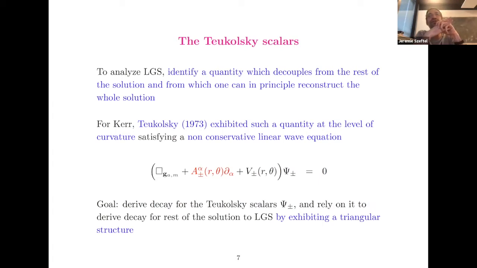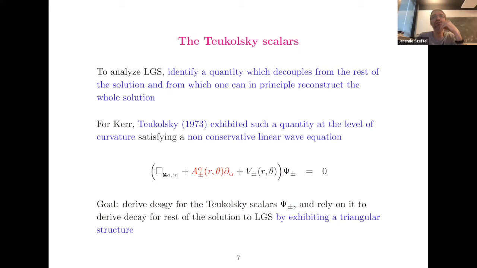In fact, Teukolsky exhibited such a quantity at the level of the curvature tensor that satisfies a linear wave equation, albeit non-conservative. In other words, it does not derive from a Lagrangian. I'm writing schematically this wave equation here. The fact that it does not derive from a Lagrangian is due to this potential here in red, which will create problems. But at least formally, it allows you to start this triangularization procedure of the linearized system. Of course, in the nonlinear setting, you don't get zero, but you get coupled nonlinear terms. You get quadratic terms on the right-hand side.